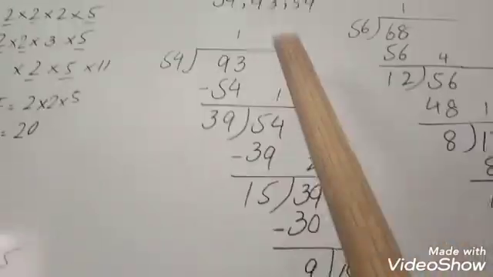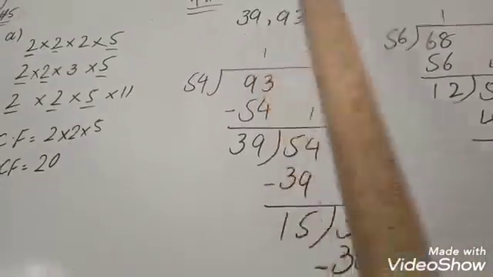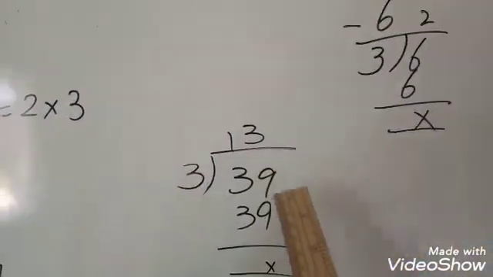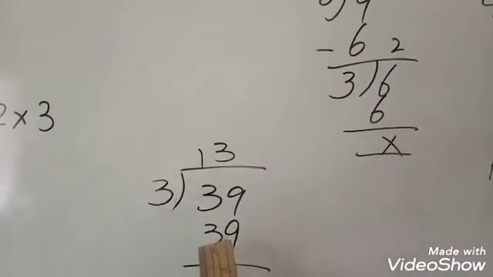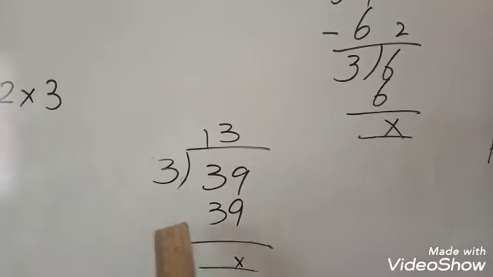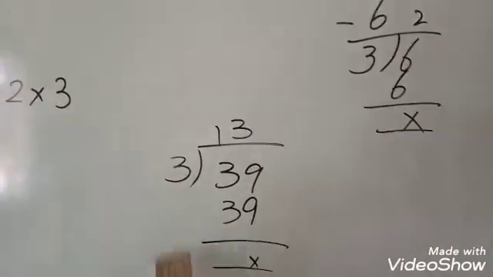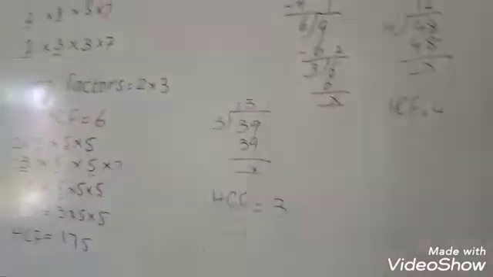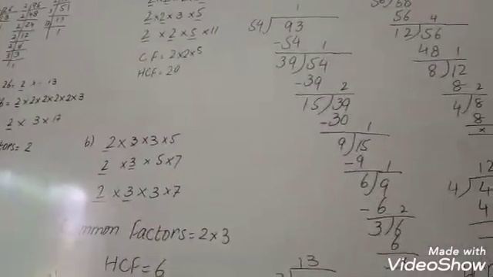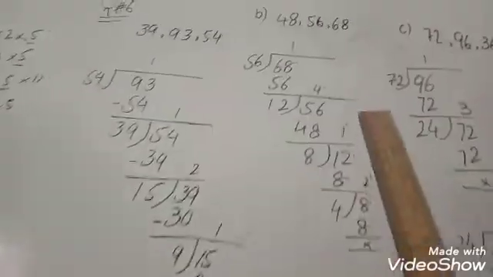Now we take third number, that is 39. 39 is dividend, and this 3 is divisor. So 3 13s are 39, remainder is 0. This number is called HCF. So HCF is 3. B part is also same.